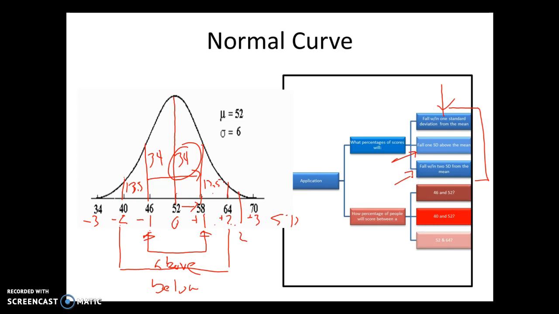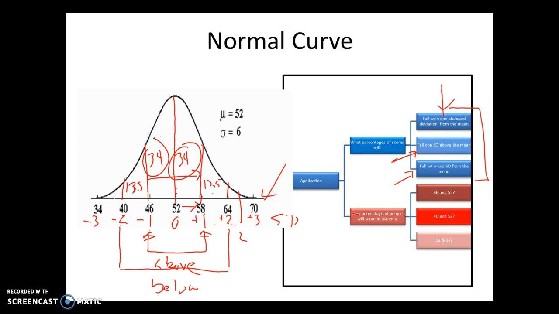Now, the other questions they can ask are in the red. It should be what, not how, sorry about that. What percentage of people will score between A? They're always going to give you scores. When you're dealing with a normal curve, they're always going to give you the scores that you graphed here. 34, the 40, the 46. They're always going to give you those scores, okay? They're not interested in trying to trick you or having you do any type of intricate statistics here. So what percentage of people will score between a 46 and a 52? Well, 46 and a 52, this line to this line, that's 1 standard deviation below, 34%.